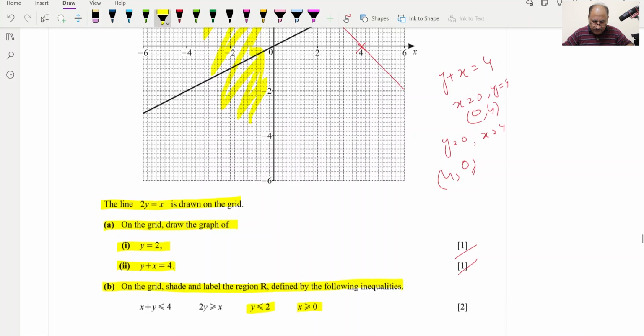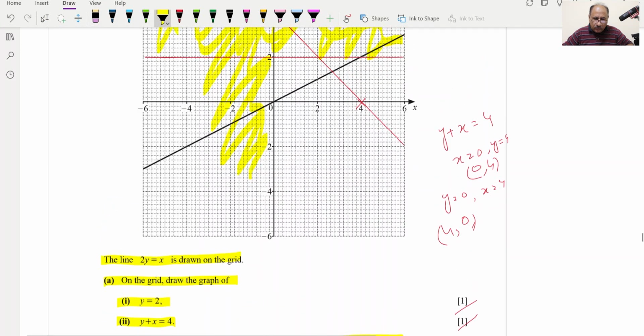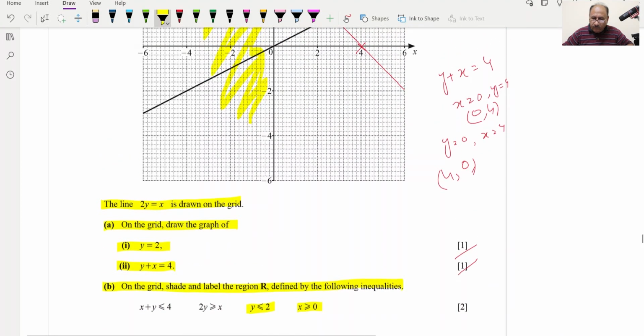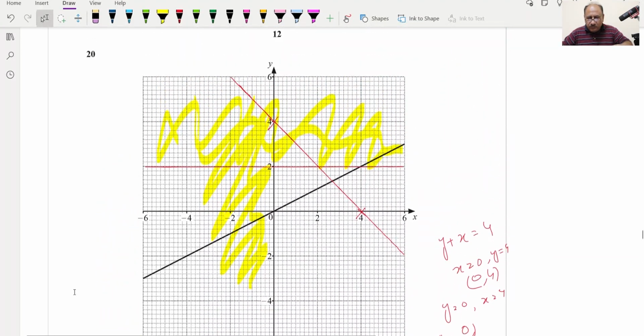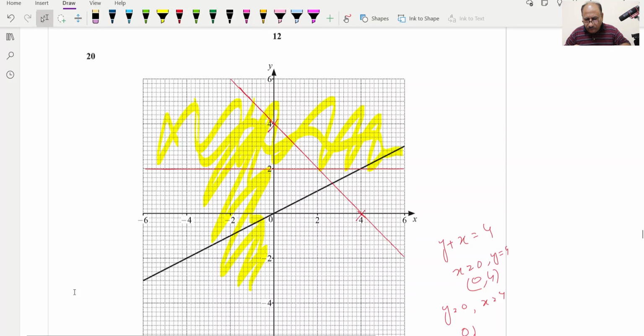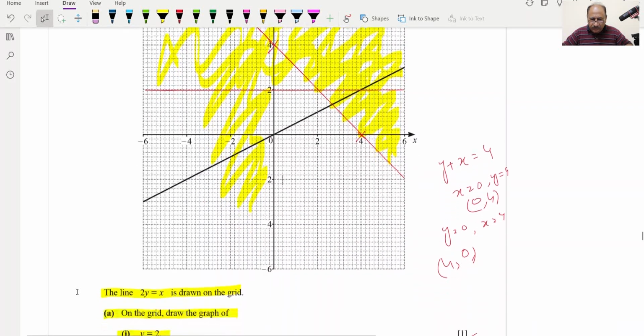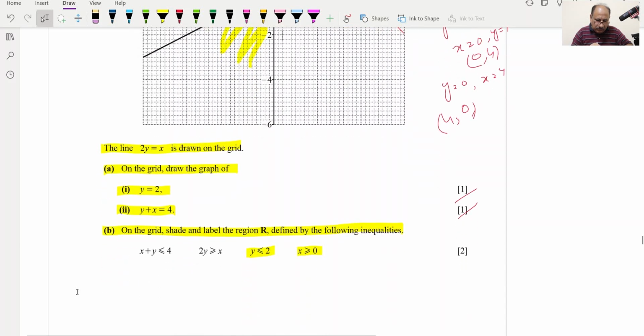Then x plus y is less than 4. So x plus y is less than 4 is required. So greater than 4 we can shade this region. So this whole region is shaded. Then they are saying this equality also done.